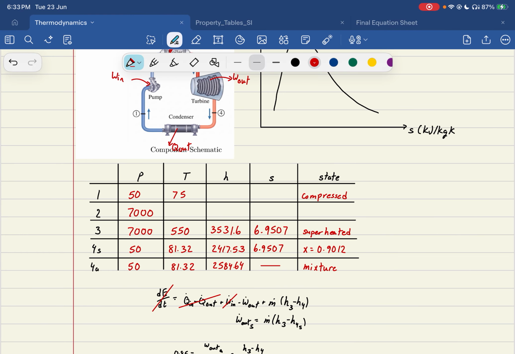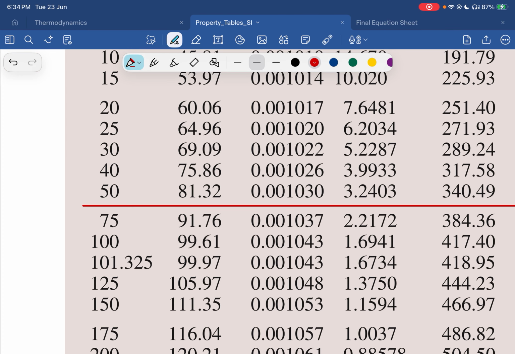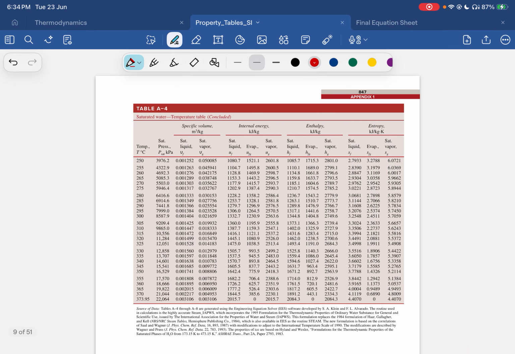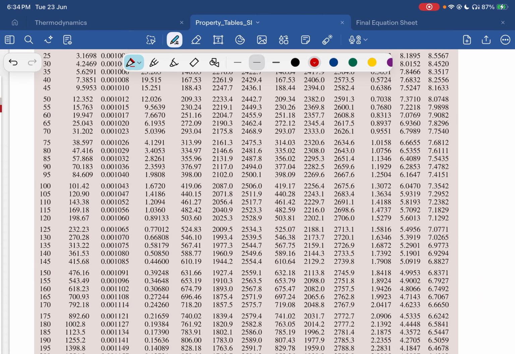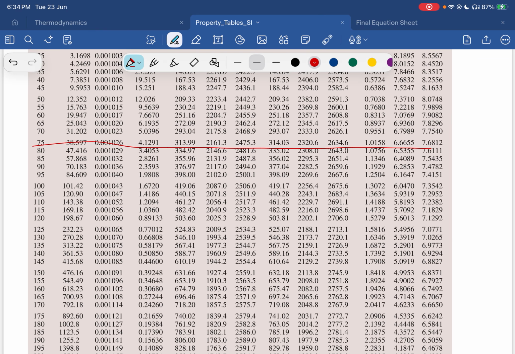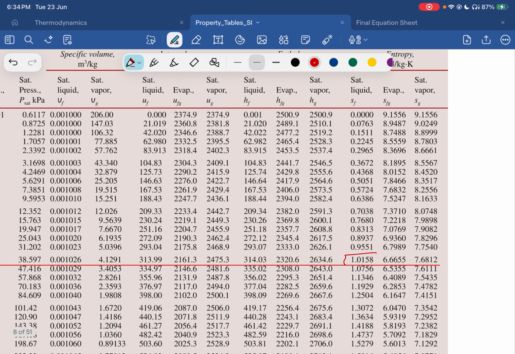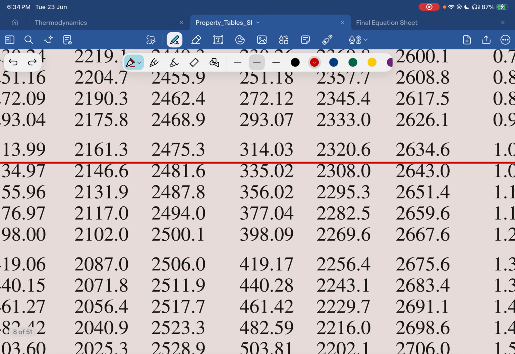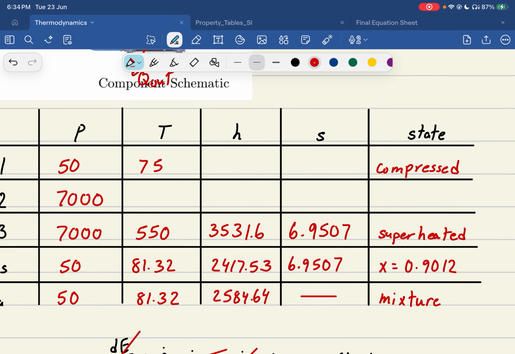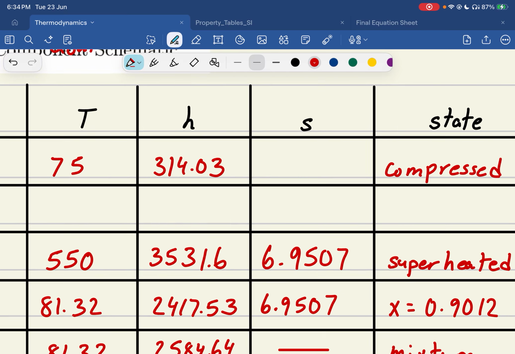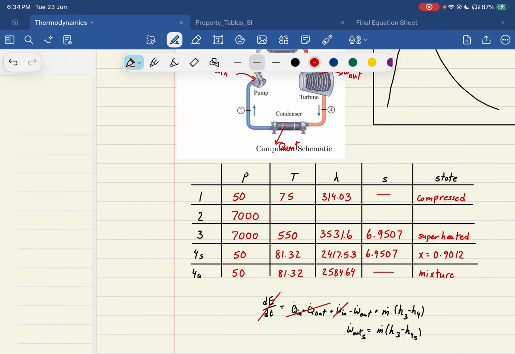At the compressed liquid, we want to do a compressed liquid approximation. When doing a compressed liquid approximation, always go for the A4 table, the temperature table. So now we have this, okay? This is our entropy. Because we're taking an approximation, let's say it's 314.03, and I don't think we need the entropy, okay?